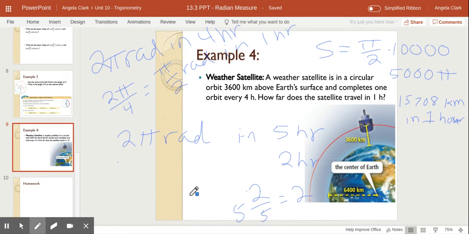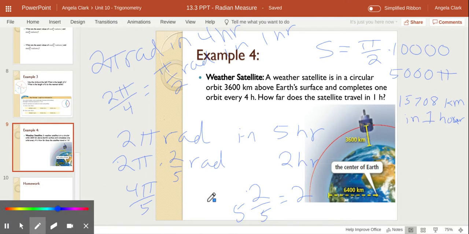And then I would just say, okay, 2 pi times 2 over 5. So 4 pi over 5 is what I would need in this case. So basically, what do I need to divide or multiply by to get from here to here? And then do that to the radians as well is how that works.